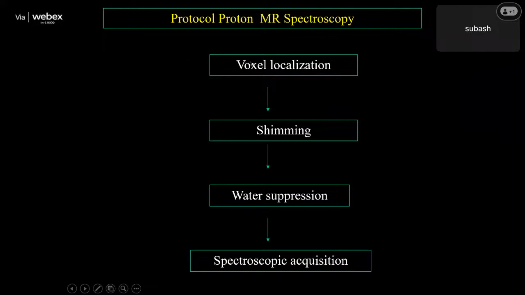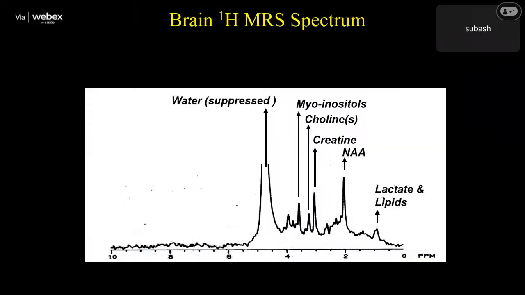Basically you select a region in the brain or tissue where you want to acquire the signal. You do a localization: you do imaging first, then localize your area in the images, then put your voxel in that location. Then you do shimming on that voxel, so that within that region of interest you have high homogeneity. Then, because water is in very high concentration, you have to suppress the water before you see the metabolites. So you do a water suppression, and then you do a spectroscopic acquisition.